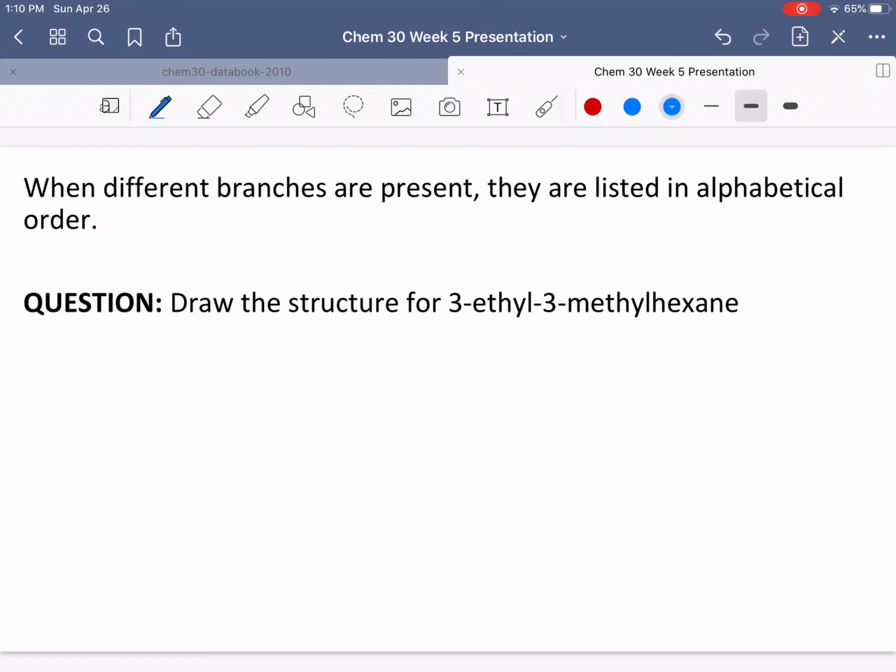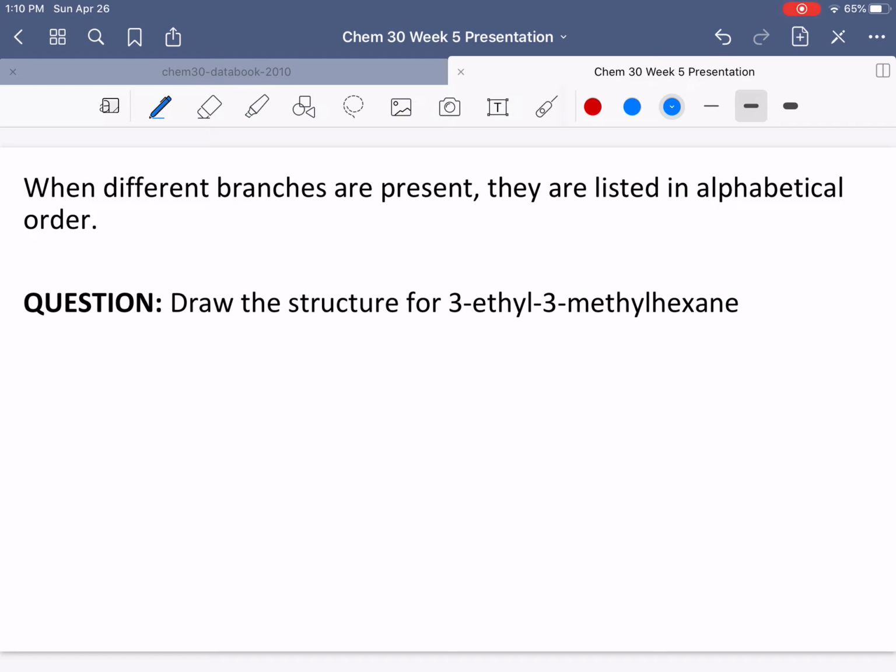Hello, hello. Welcome back to our continuing of an introduction to drawing and naming alkanes. Now, guys, you've just been introduced in the previous podcast to the very beginnings of branching. But what happens if you have more than one branch on the same parent chain? That's going to change things a little bit.